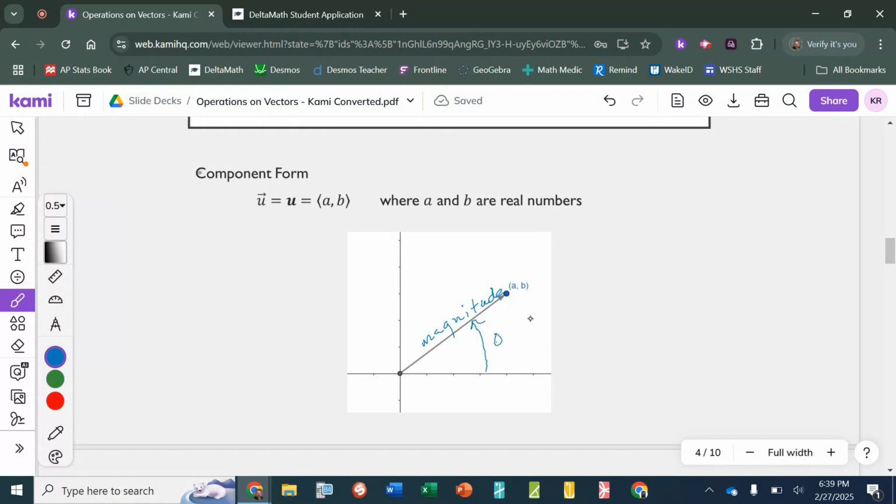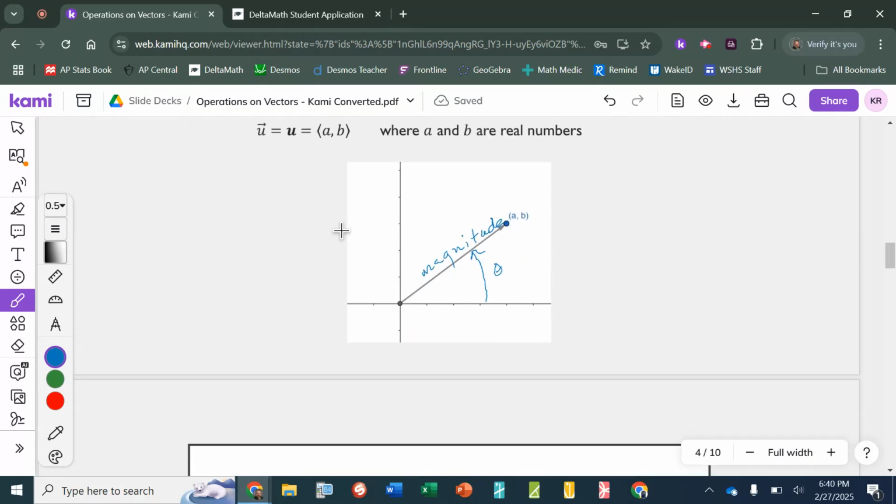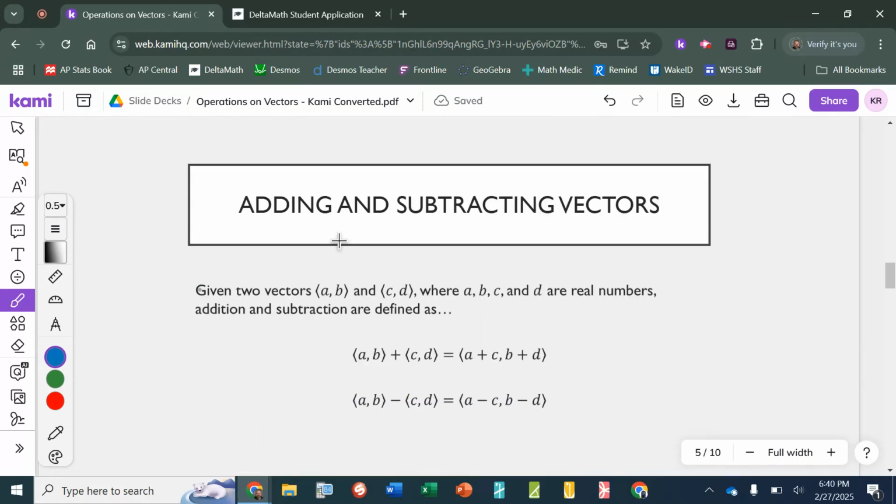All right. Now, we're not going to actually deal with the numbers for magnitude and the angle, but that is a different form of vectors. All we're going to do is work with the component form. So we understand all of our vectors to be starting at 0, 0. So let's see what it looks like when we add and subtract vectors.